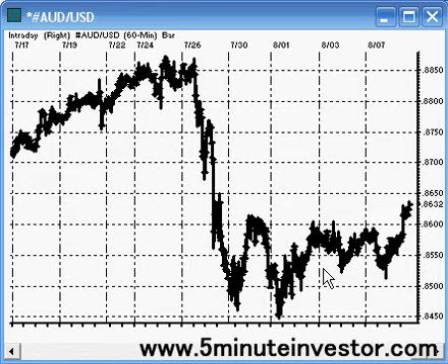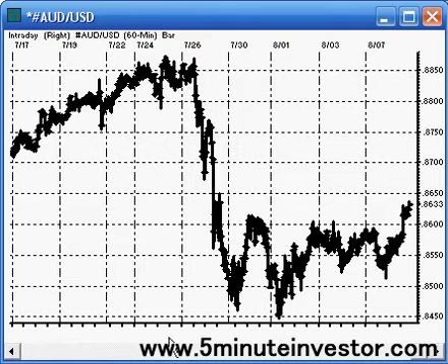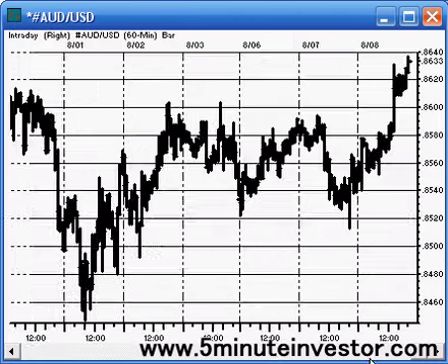Take a look at the Australian dollar versus the US dollar. Kind of an interesting pattern set up in a trade I've taken. Thought it'd be worth highlighting for your interest and education. We have a very sharp drop in the Aussie dollar versus the US dollar.